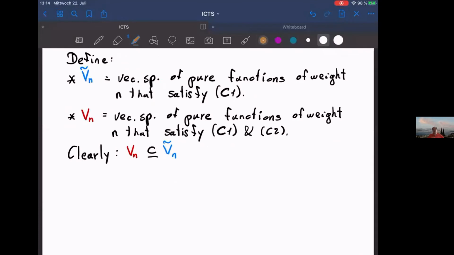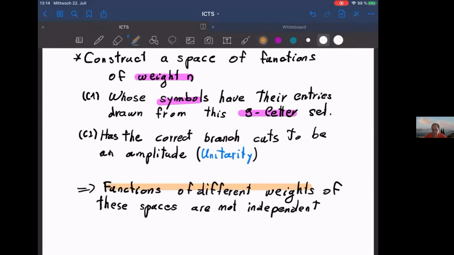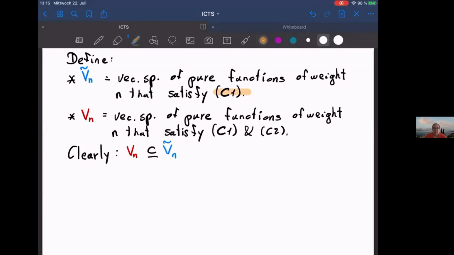So more formally, for example, I could construct a set of functions that satisfy this condition C1, which is having the right type of symbol. And I could construct another space of functions which satisfies 1 and 2. And they're all pure functions of weight n. You can clearly see that the functions from Vn are a subset of those of Vn tilde, because Vn tilde only satisfies condition 1, while Vn satisfies condition 1 and 2.